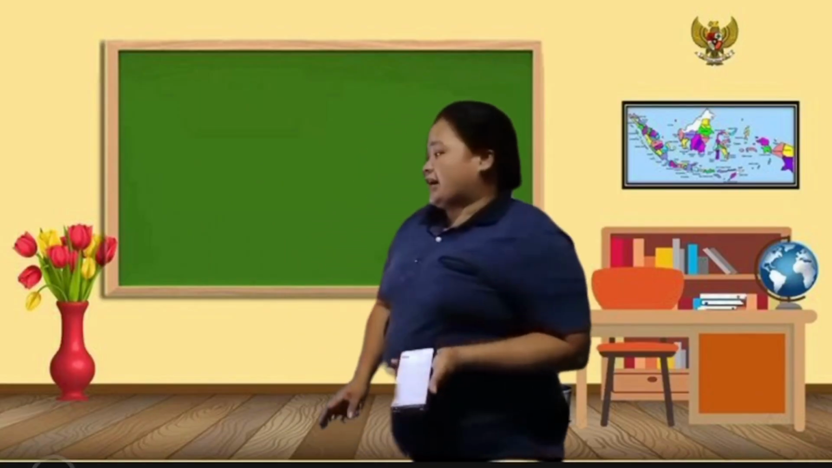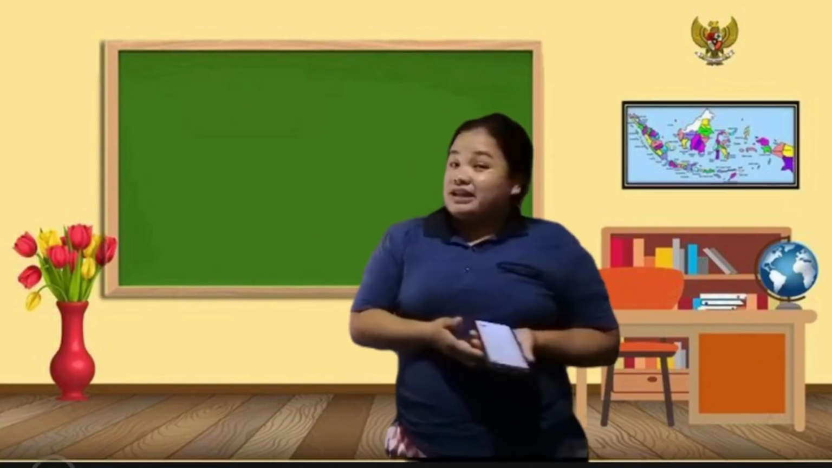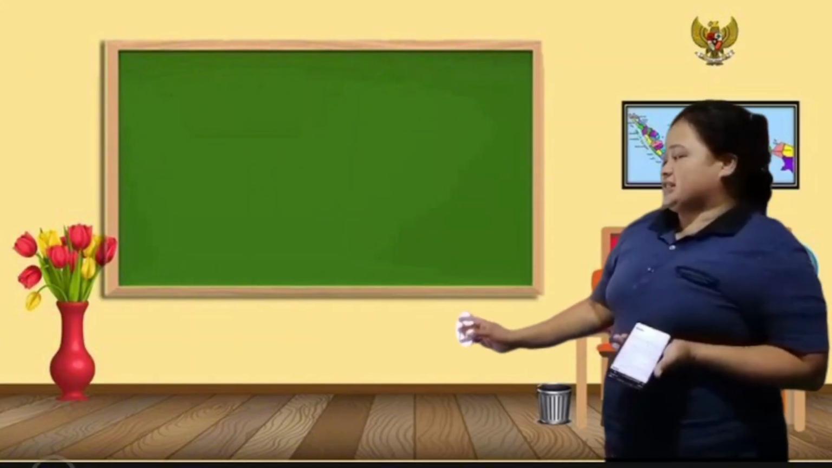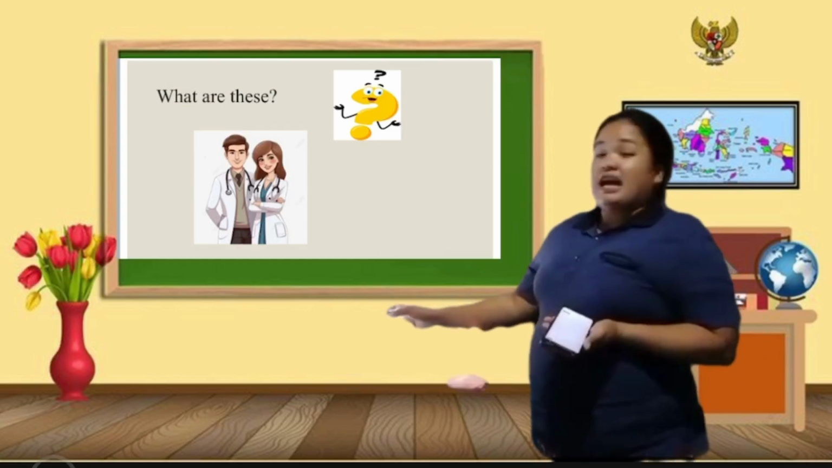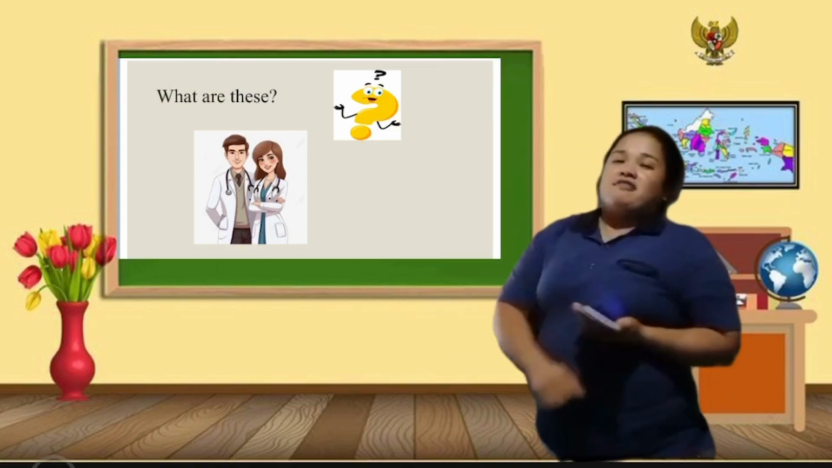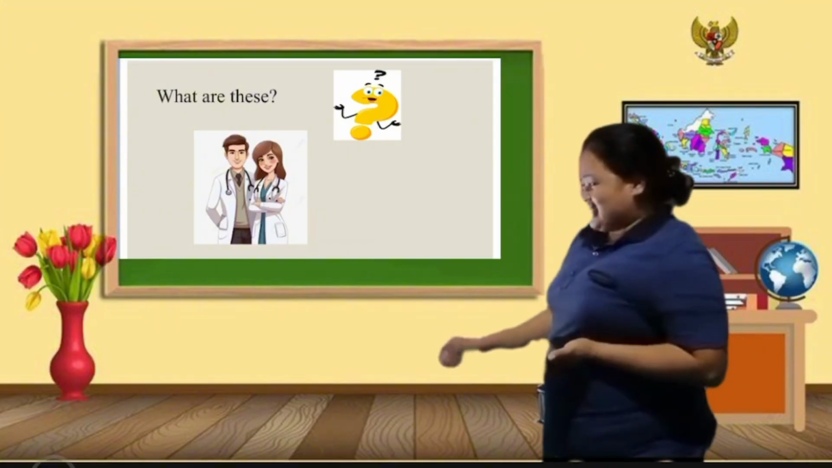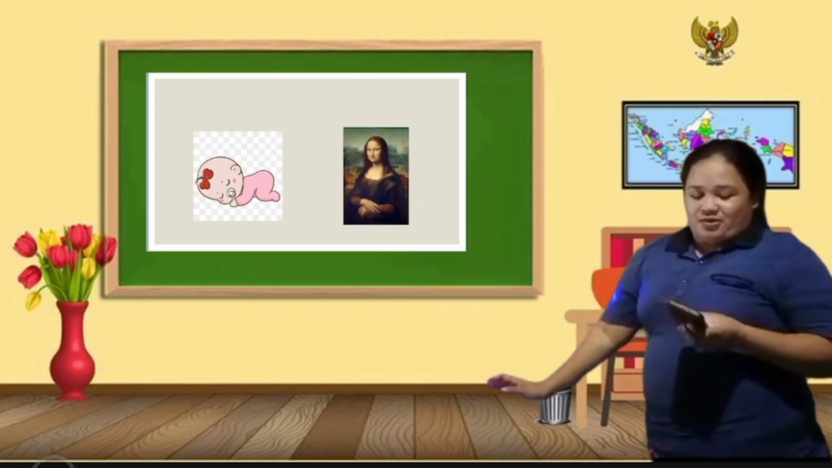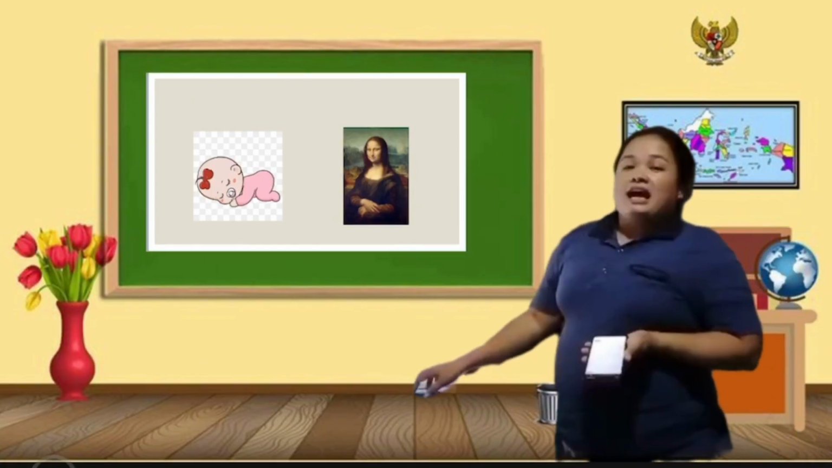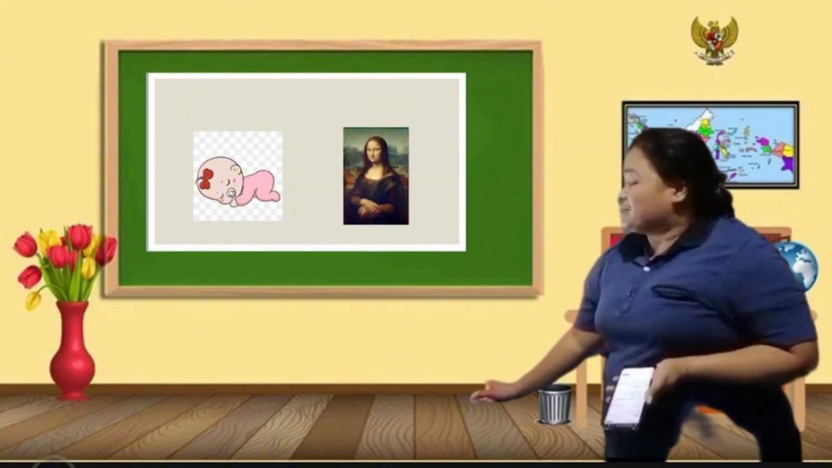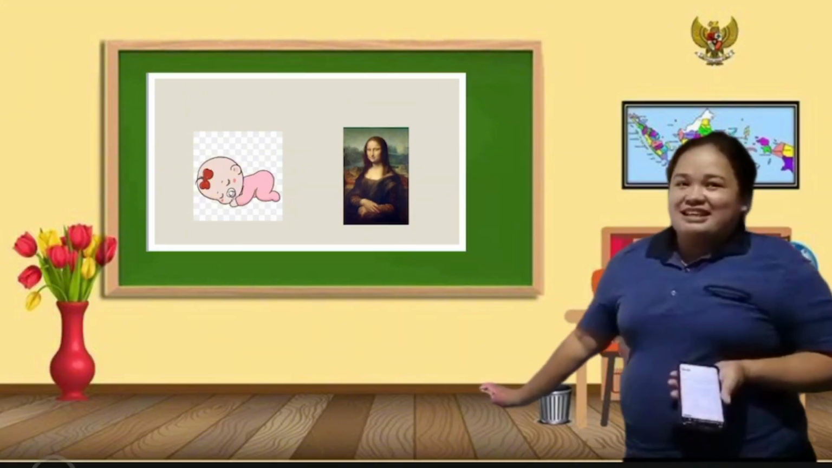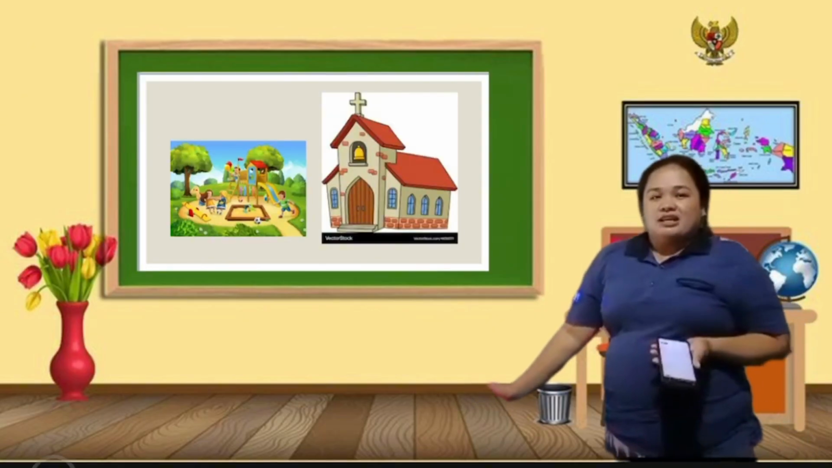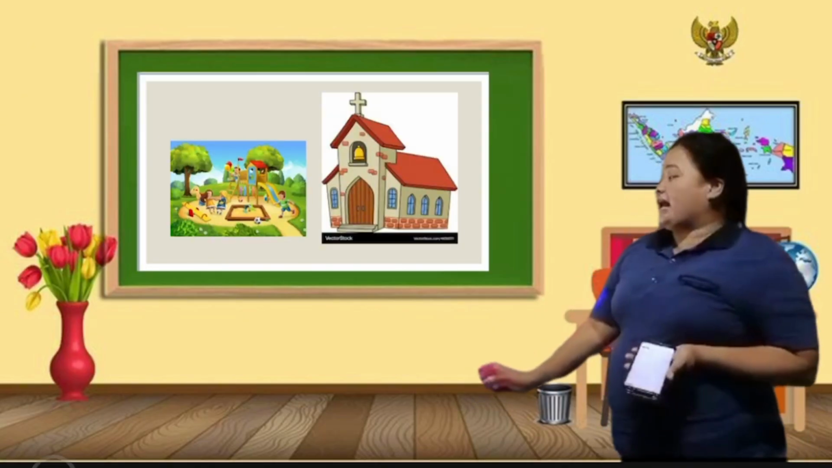So, before we start our class for today, I want you to check these pictures. What are these? Any idea, Klimhard? Very good. They are doctors. And how about this one, Anrich? Correct. It's a baby. And how about you, Gomez? Very good. It's Mona Lisa. And how about these pictures? Correct. It's the park and the church.